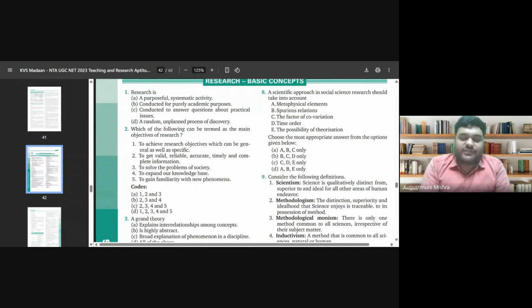So most of the people, those who said A, that is a 100% correct answer. It is a purposeful, systematic activity. Because whenever you are going to do research, there is a purpose, there is an aim, there is an objective, and in a systematic manner you are going to perform it. Now it's time for the second question.